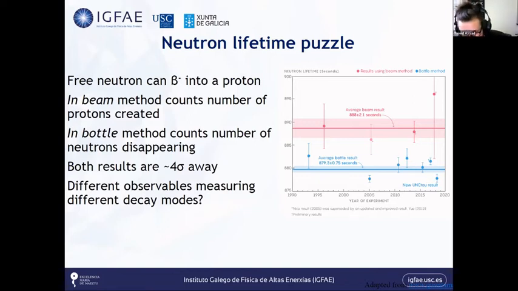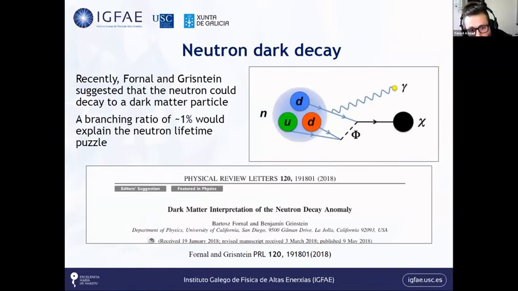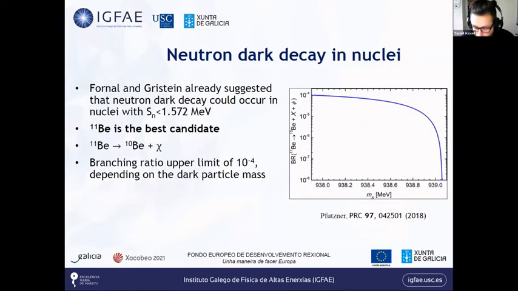The thing is that this is a long-standing problem that's still going on, and it was also linked recently by Fornal and Grinstein to another exotic scenario. Why can't we imagine a scenario where the free neutron decays into a particle in a dark sector that we cannot observe? This would happen something like 1% of the time. That would explain the difference between these 2 models. So in particular, they mentioned that this could happen in nuclei.